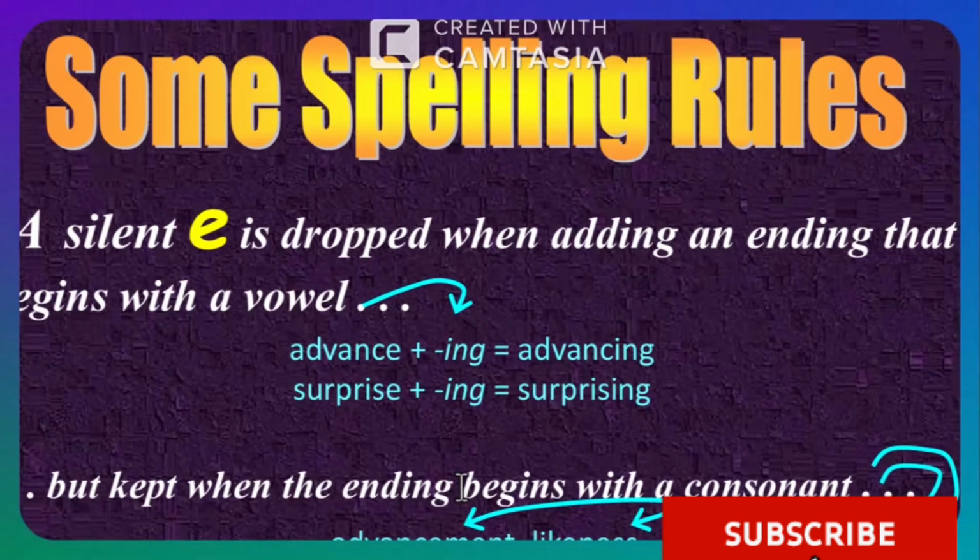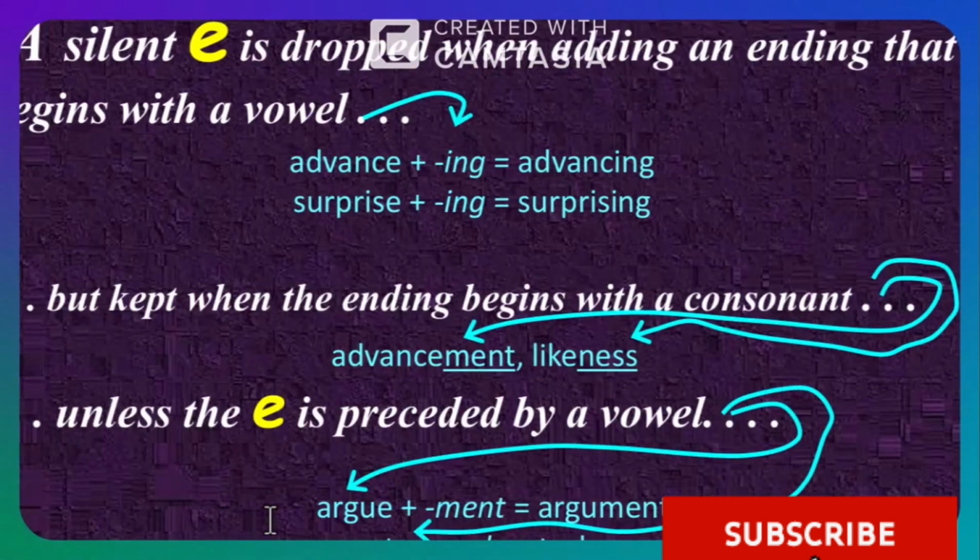Okay, here a silent E is dropped when adding an ending that begins with a vowel. So the final E, you have to drop. For example, advance. When you're adding ing, you have to drop the silent E, the last E: advancing. Surprise, surprising. You see here, we do not have any E anymore. But you have to keep E when the ending begins with a consonant. We have here an example.